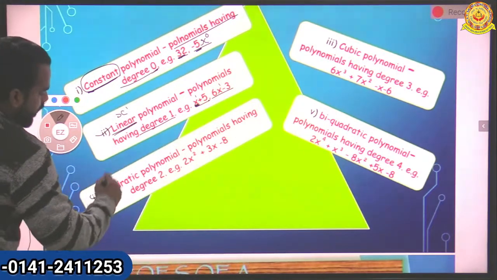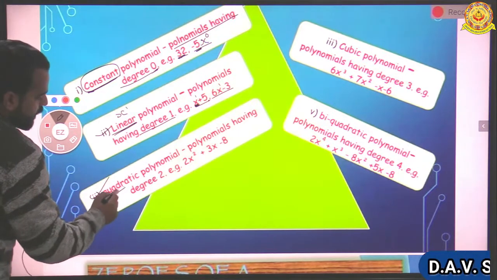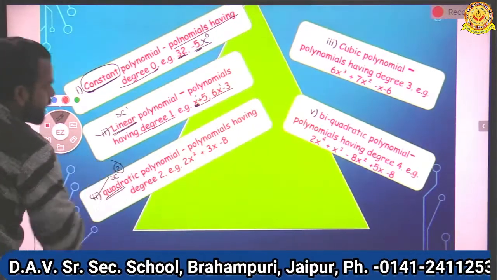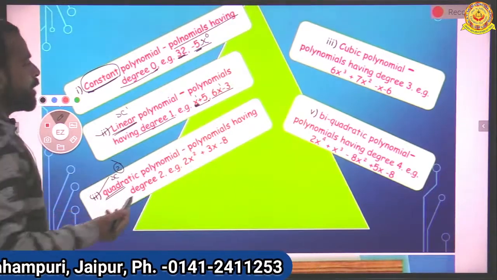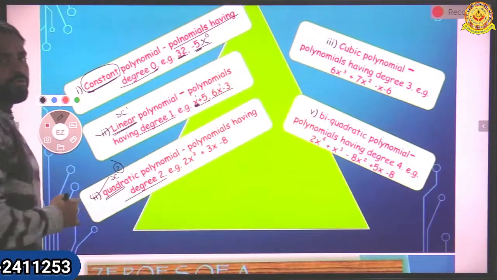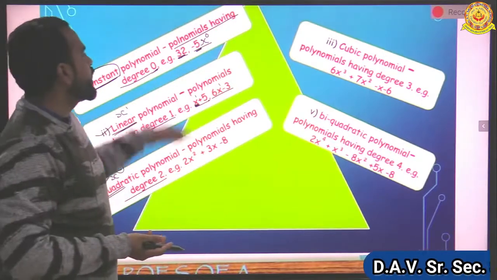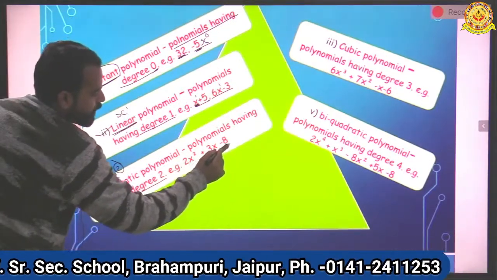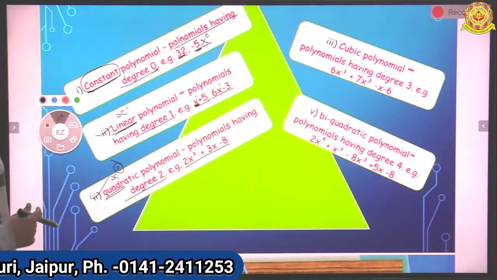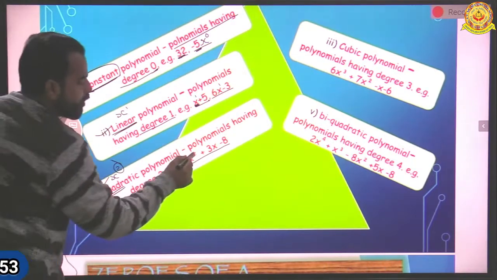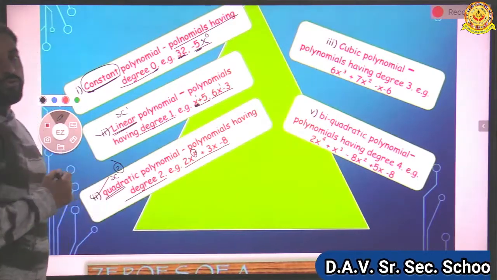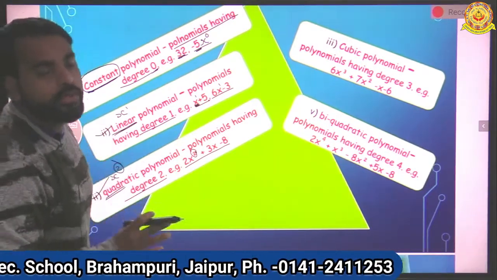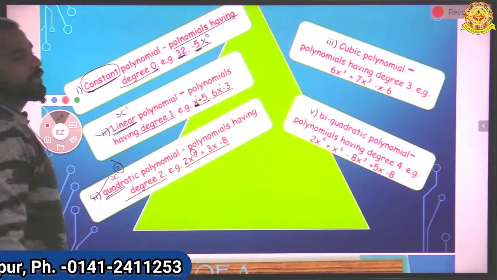Next, quadratic polynomial. We all know that when the maximum power is 2, we call it a quadratic polynomial. A polynomial having degree 2. In the quadratic equation, you can see 2x square plus 3x minus 8. What is the maximum power here? 2. So that means it is a quadratic equation. Is it right? When the power 2 is there, it is called a quadratic equation.